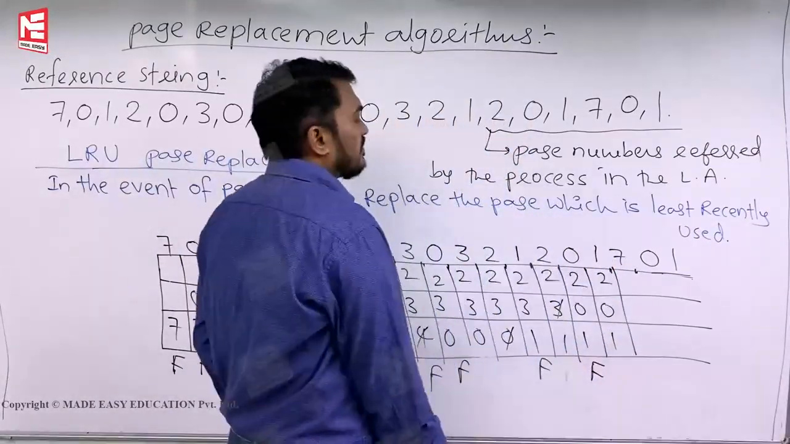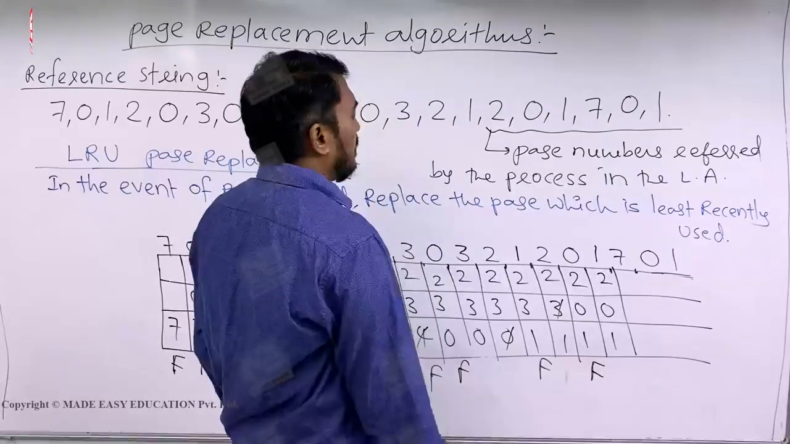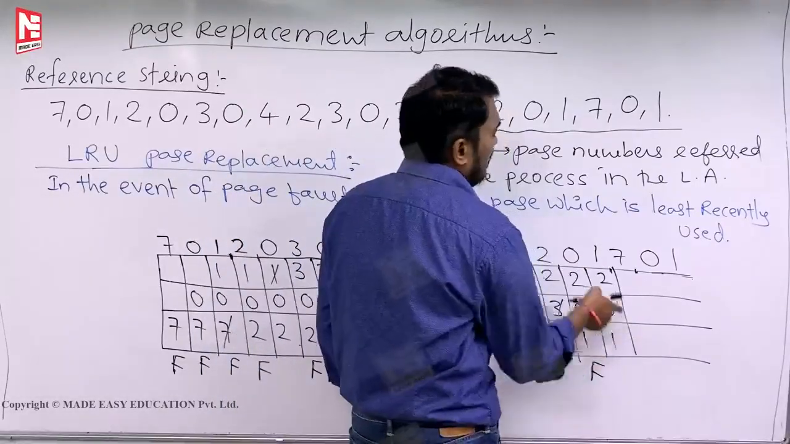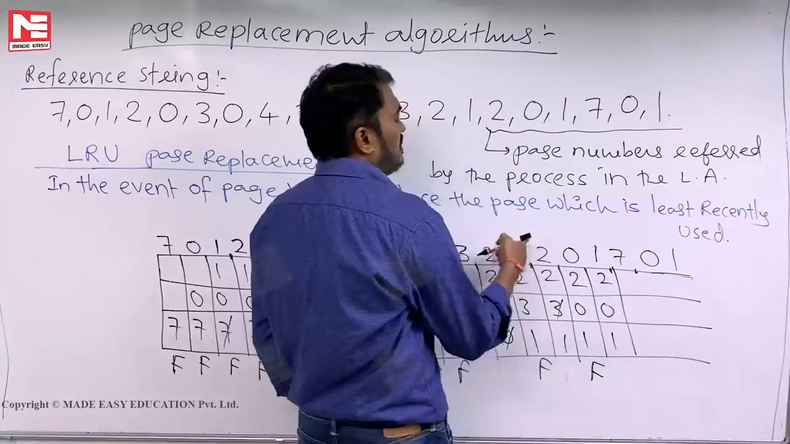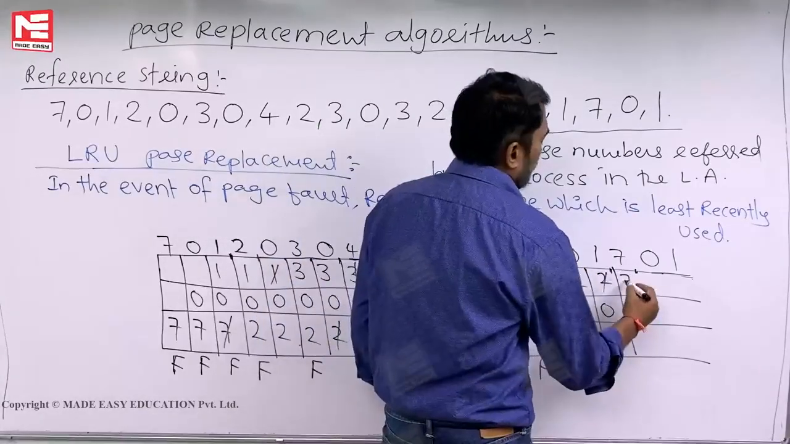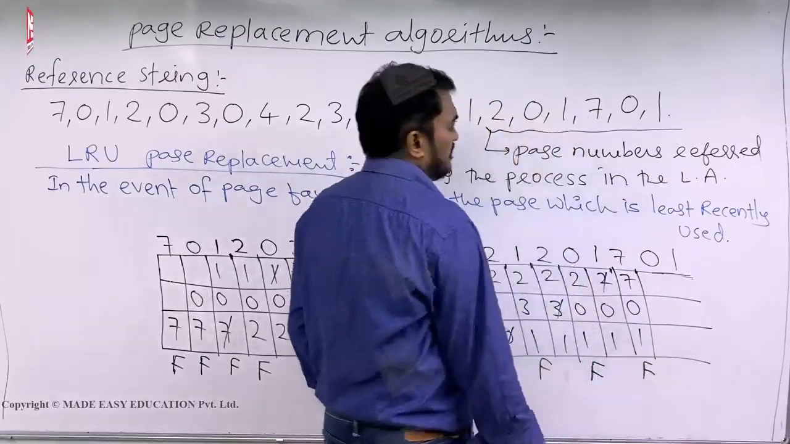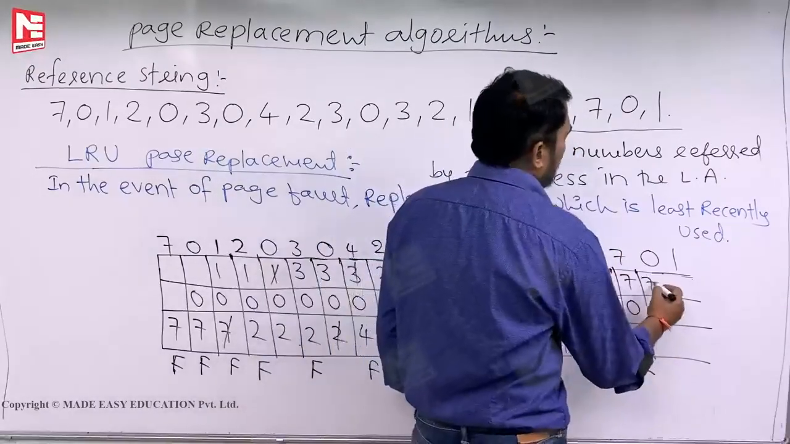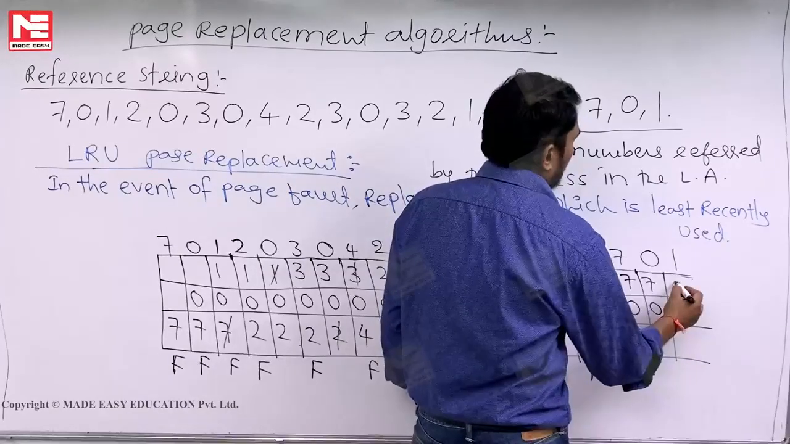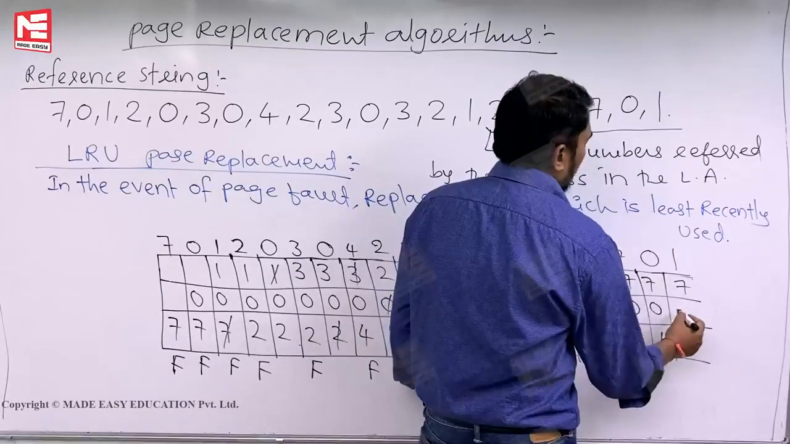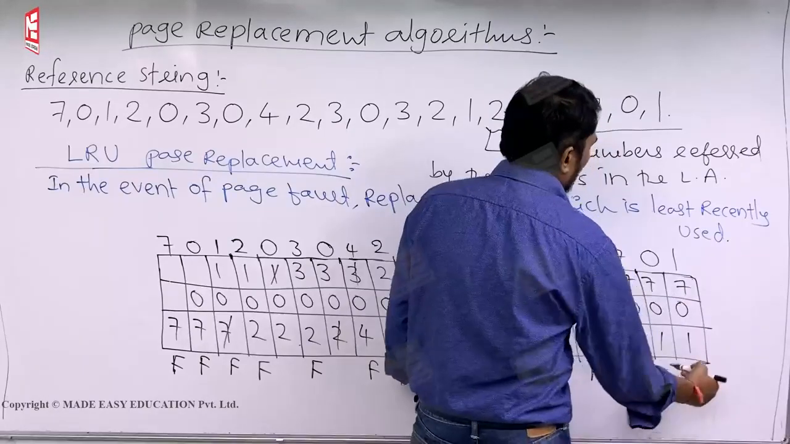Among 2, 0, 1, which one do you replace? That is 2. 1 is the most recently used, 0 is the next most recently used, and 2 is the least recently used. So replace 2 with 7 and copy the remaining as it is, and that is a page fault. And next is a 0. 0 is available, so no page fault. Next, 1 is available, so that is also no page fault.